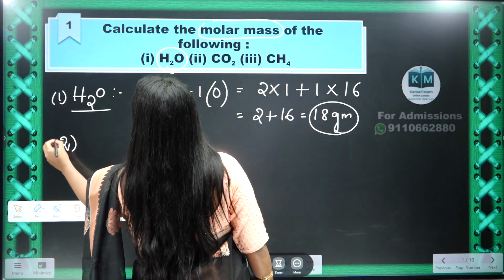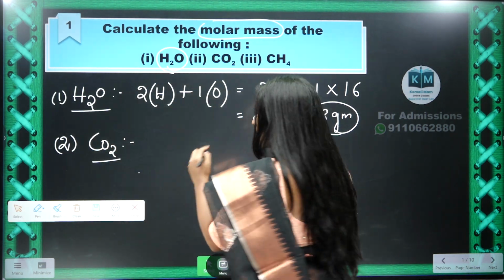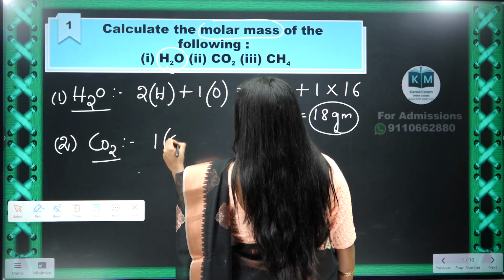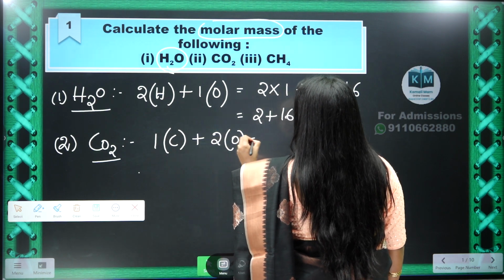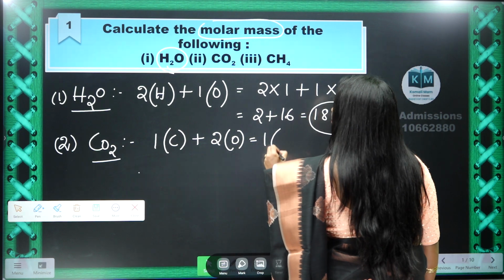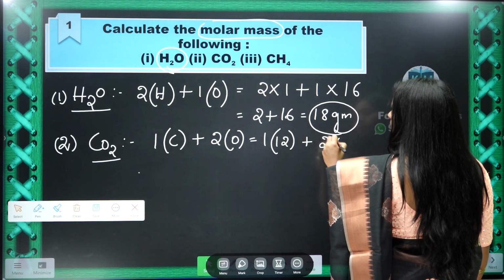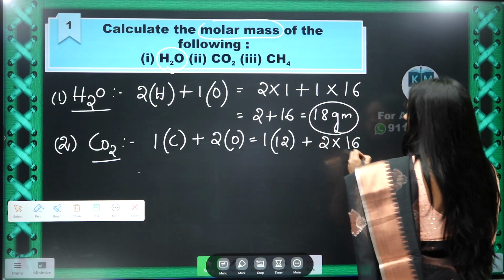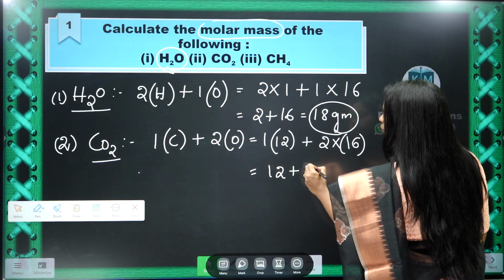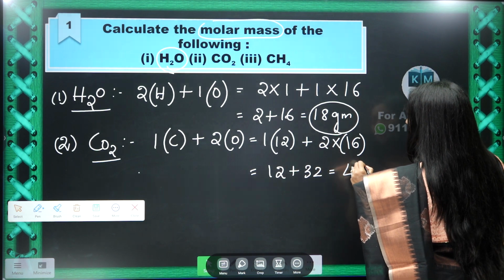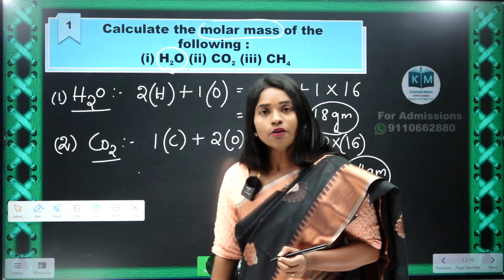Part 2, CO2. How many carbon atoms are present? 1 carbon atom. So 1 into carbon. How many oxygens are present? 2 oxygens. 2 into oxygen is equal to how much? 1 carbon is 12 gram plus each oxygen, 1 mole of oxygen, is 16 gram, correct? Then how much will you get? 12 plus 32 is equal to 44 gram. This is the molar mass of CO2.